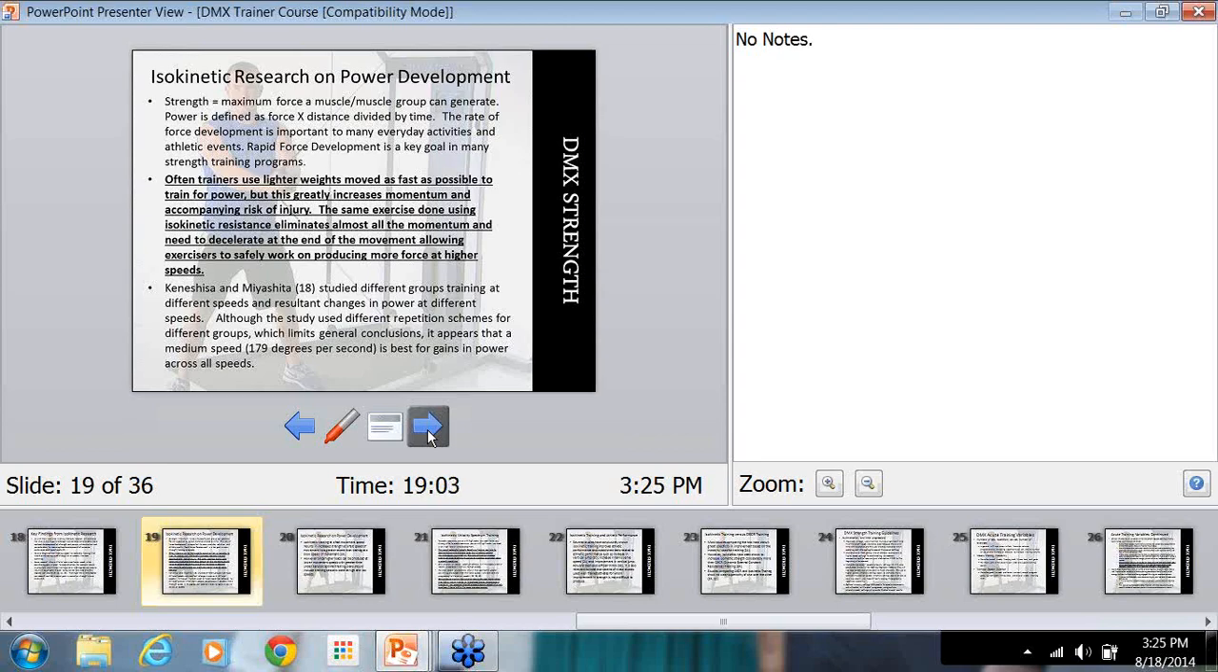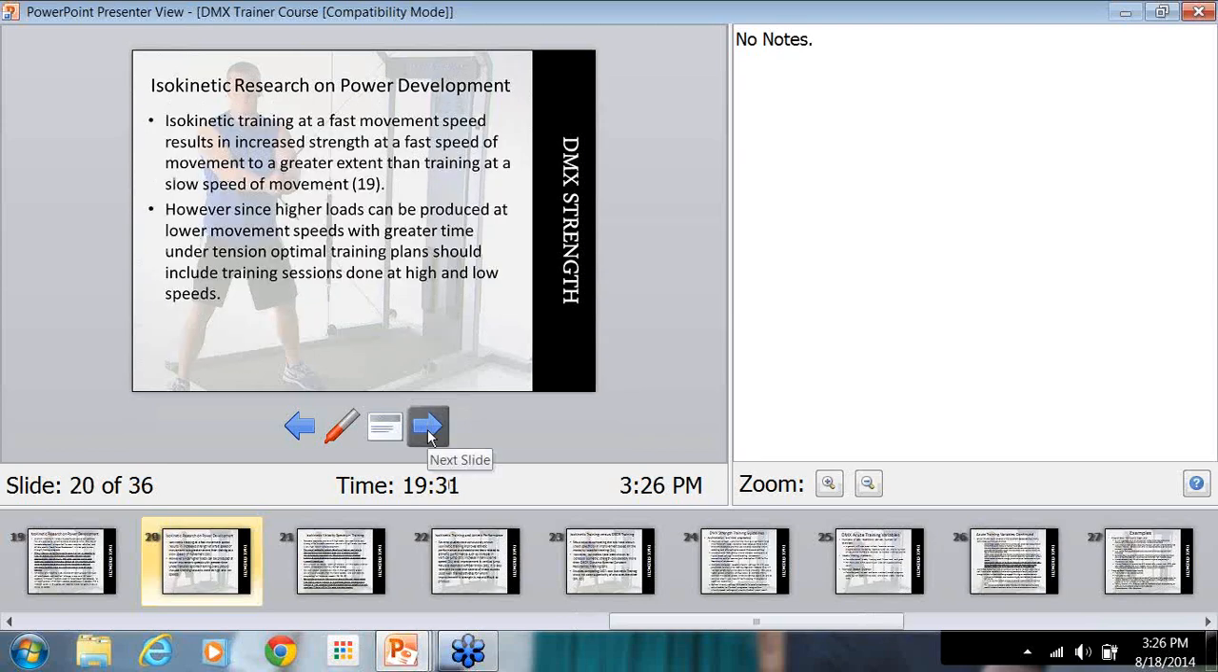Kanisha and Miyashita studied different groups training at different speeds and the resulting changes in power at different speeds. Although the study used different repetition schemes for different groups, which limits our general conclusions, it appears that a medium speed, expressed in degrees per second of movement, is best for gains in power across all speeds. But again, since we can train at multiple speeds, the best solution, as we're going to see, is not to train at one speed, but to train at more than one speed.